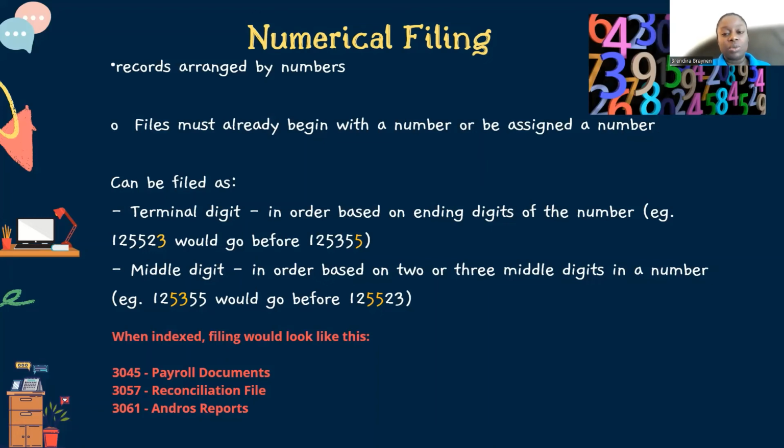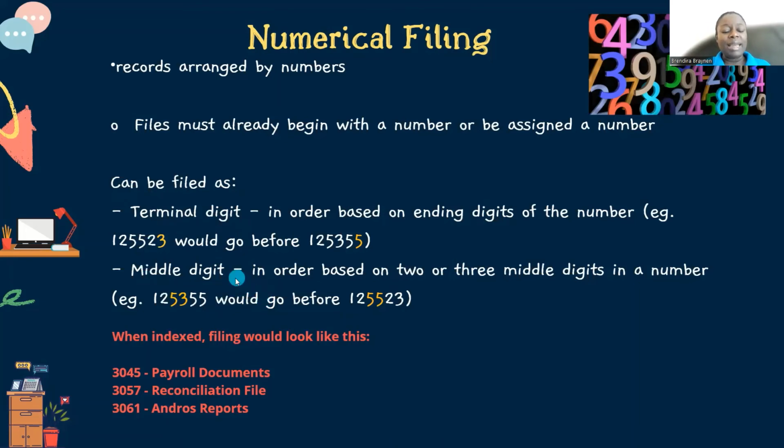So I give Jones a number of 3, and I give Bethel a number of 4. Then that means even though it's Bethel and Jones, B versus J, because I'm doing numeric filing, Jones still comes first because Jones's number is before the other person's number. And so that's kind of how it works. You order your filing based on the numbers given. And so there are different options on how they do that. We have terminal digit filing, and then we have middle digit filing.